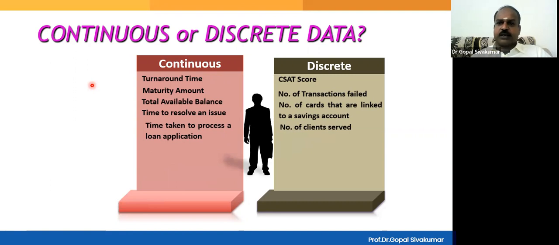What is the difference between continuous and discrete data? Continuous data means measurable. Discrete data means countable. Because this understanding is important for selection of statistical tools. The selection of statistical tools mainly depends on the type of data, right? So you should master this.